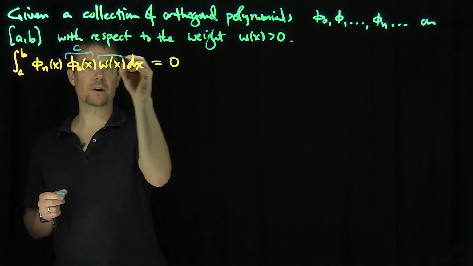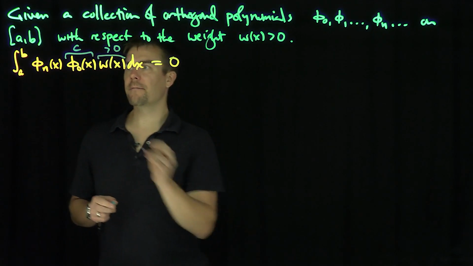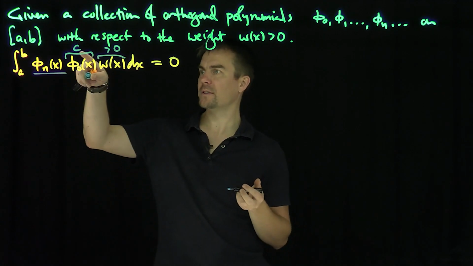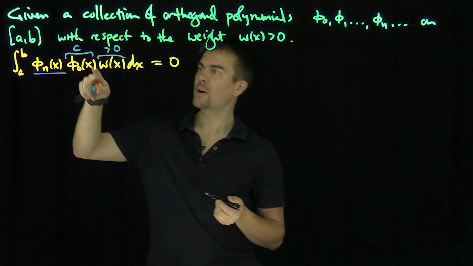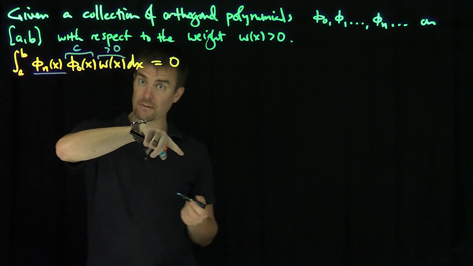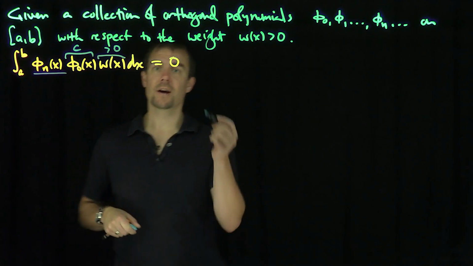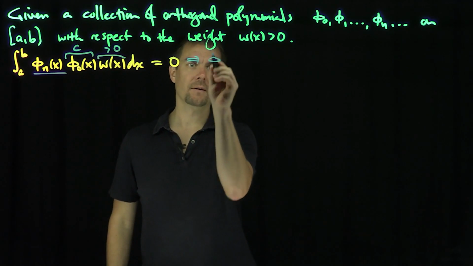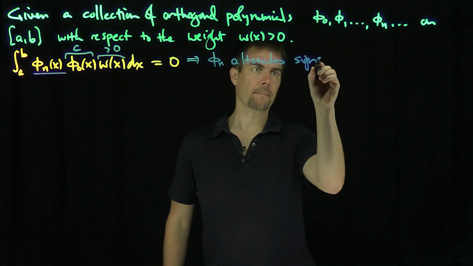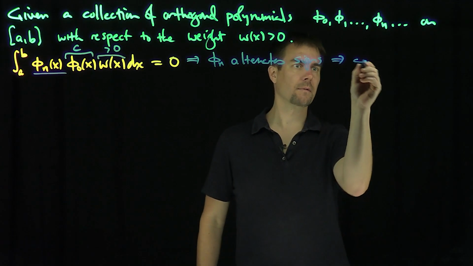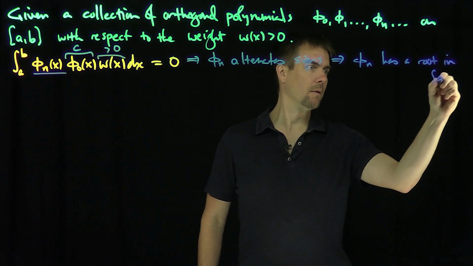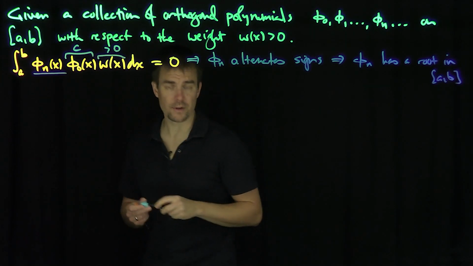Which says that, and the weight is greater than 0, that phi n has to change signs. Let's suppose without loss of generality that C is greater than 0. Then phi n has to be both positive and negative for it to have a 0 integral on that interval. So in other words, phi n alternates signs, and that implies that phi n has a root in [a, b]. Excellent. So I know that phi n has at least one root in [a, b].